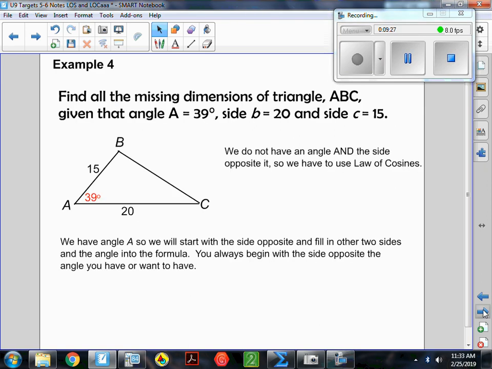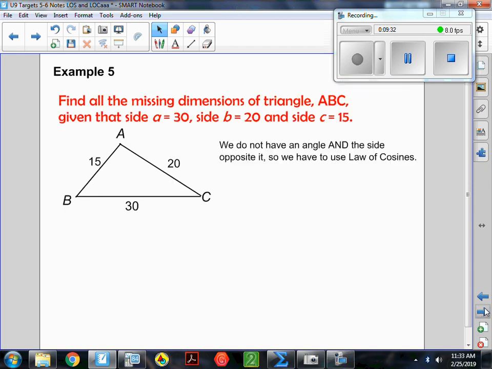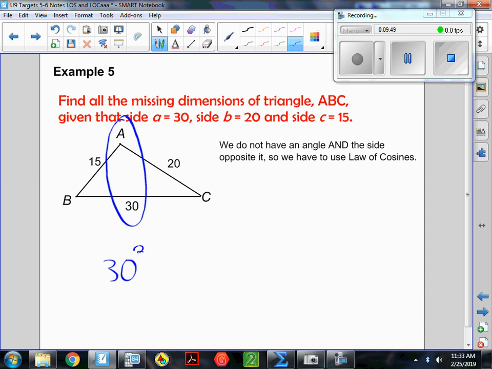Example 4 is going to be the same thing. It's actually done the exact same way as example 3. And then example 5 starts with 3 sides. So the difference for example 5, when you start with the 3 sides, is that you would pick an angle. I like to do A first because of alphabetical. Since I want to find angle A, I would start with side A. So 30 squared equals, and I would end it with a times cosine of A. The rest of it would be the other two numbers.